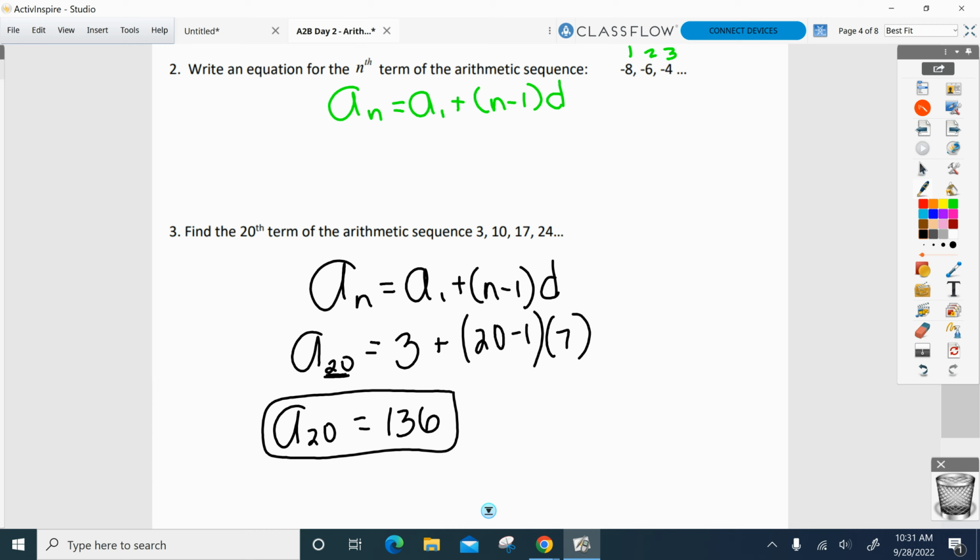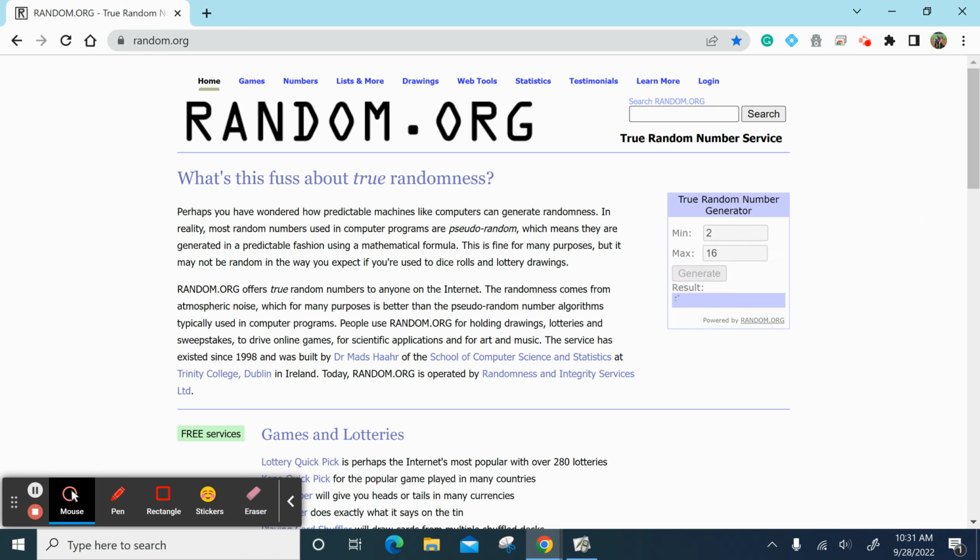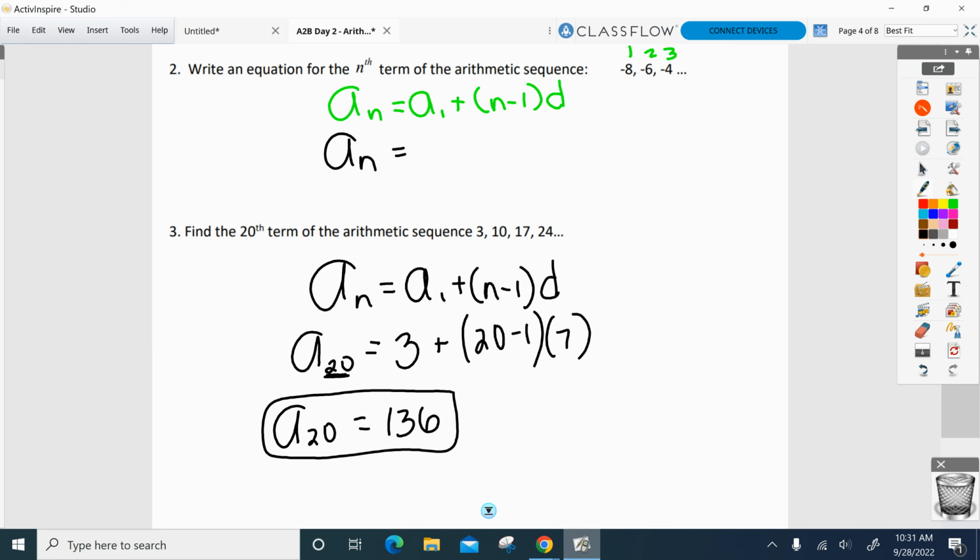When I'm looking for an equation for the nth term, ready? n stays n. I don't have to plug anything in for n. I'm looking for an equation for it. So n stays n, so a sub n stays a sub n. What can I fill in for a1? You know that value. 7, a1, minus 8, plus n stays n. n minus 1. You should be able to find the d value.